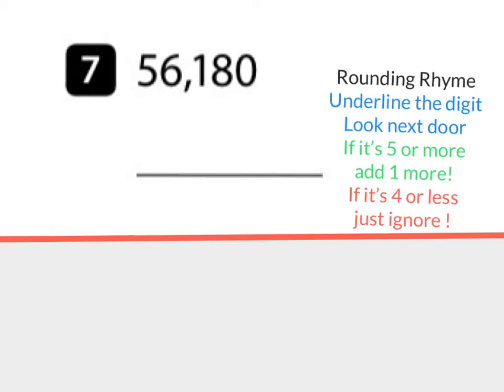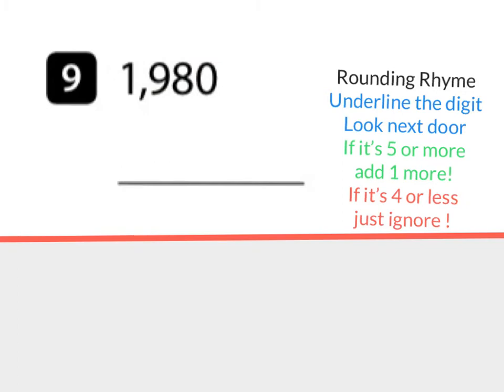56,180 rounded to the nearest hundreds place. Underline the hundreds place, circle the digit to the right. The circle digit will tell the underlined digit what to do, and it is 5 or greater, so we add 1 more, so the 1 changes to a 2. And then the circle digit and all the other ones to the right turn to a 0, and all the digits to the left of the underlined digit stay the same. 56,180 rounded to the nearest hundreds place is 56,200.